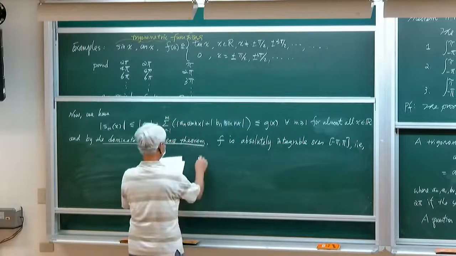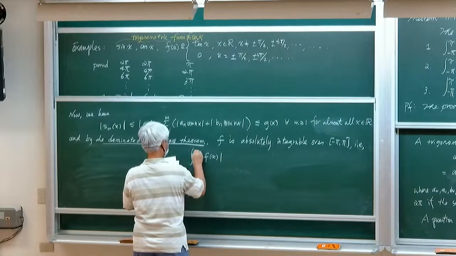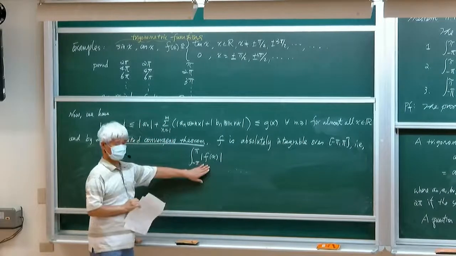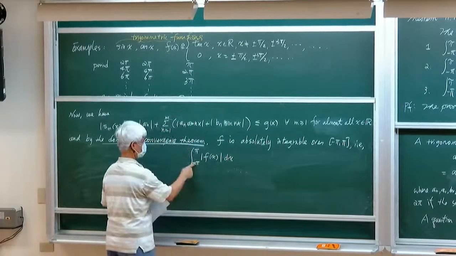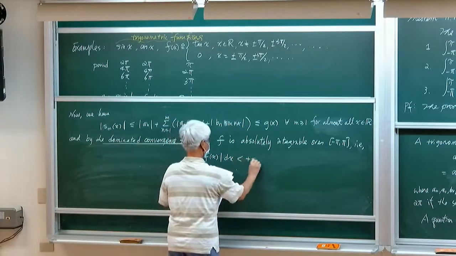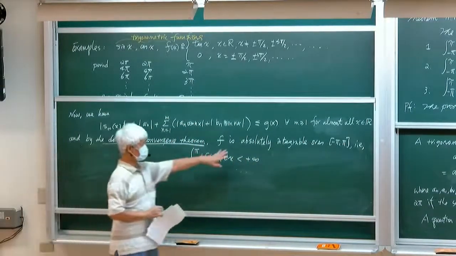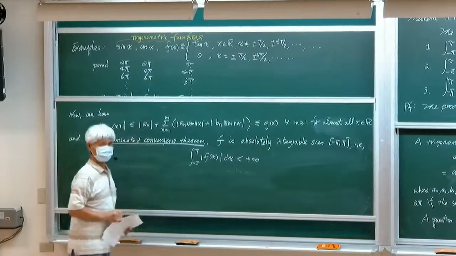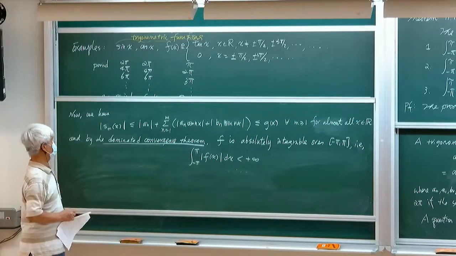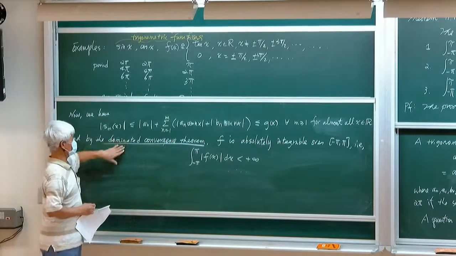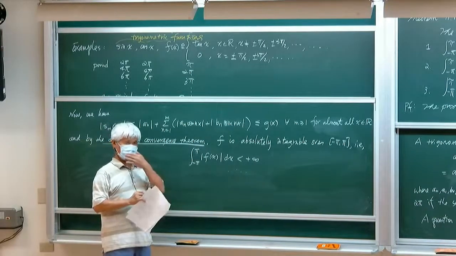Absolutely integrable means that if you integrate the absolute value of the function f of x over this interval from minus pi to pi, the value is finite. It's called absolutely integrable. And the dominated convergence theorem is a big theorem in analysis.